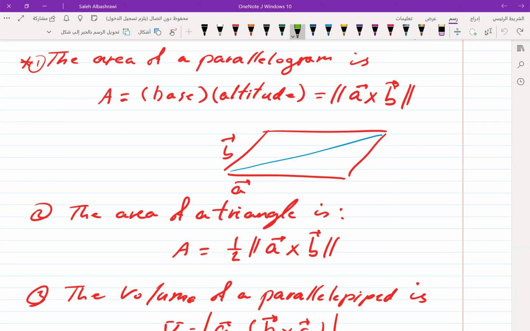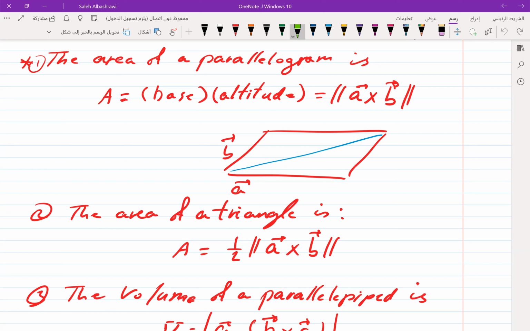In the last part, we spoke about the cross product and we defined parallel vectors using the cross product. We said that two vectors are said to be parallel if their cross product is equal to 0. And then we discussed the scalar triple product and vector triple product with some examples.